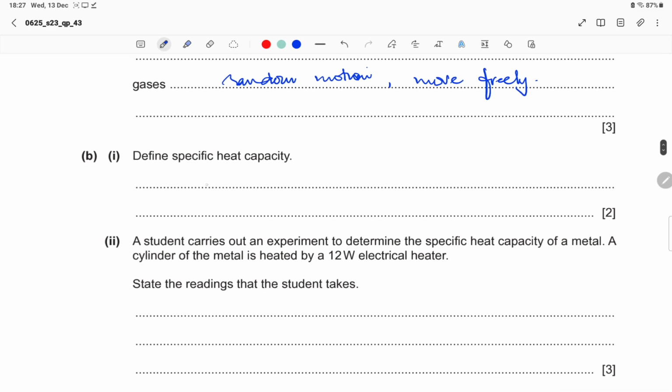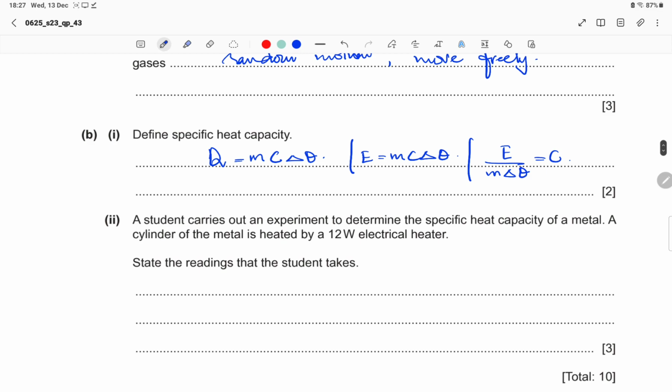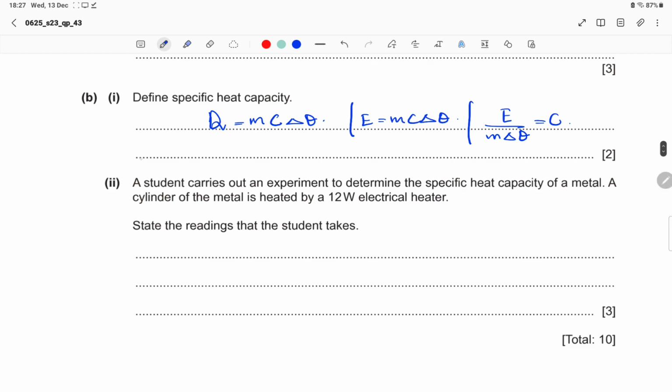Define specific heat capacity. Q equals mcΔθ, or you can write E equals mcΔθ. So we are looking for specific heat capacity, so make c the subject: c equals E over mΔθ. So this is going to be your formula for the specific heat capacity, or you can write it down: amount of heat required to raise the temperature of 1 kg of substance by 1 Kelvin. It's up to you how you are going to write it down.